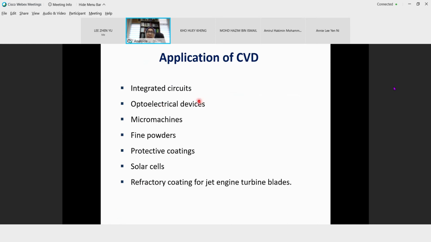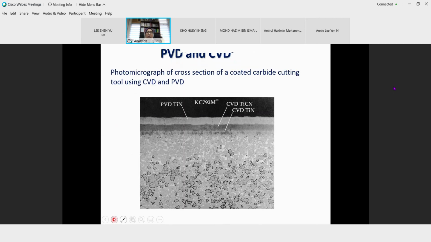Okay, these are some applications for CVD. You can use it for integrated circuits, optoelectronics, micro machines, fine powder, solar energy, solar cells, and refractory coatings for jet engines and turbine blades. You can see here this is an SEM cross section. This one uses PVD to coat the sample, and this one uses CVD. You can see that both are coating titanium nitride.